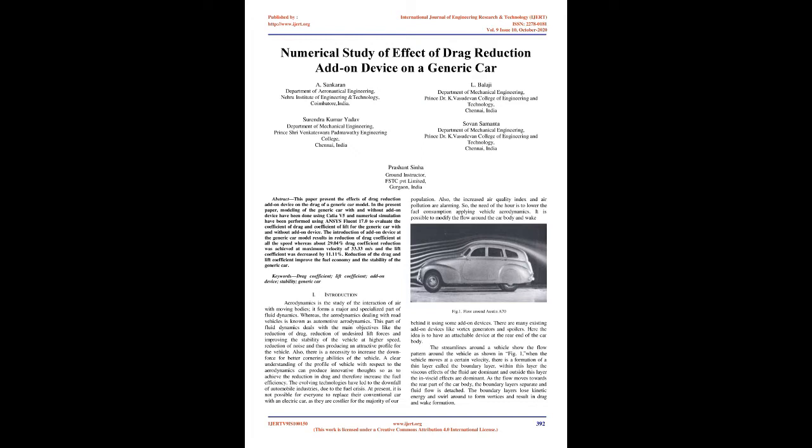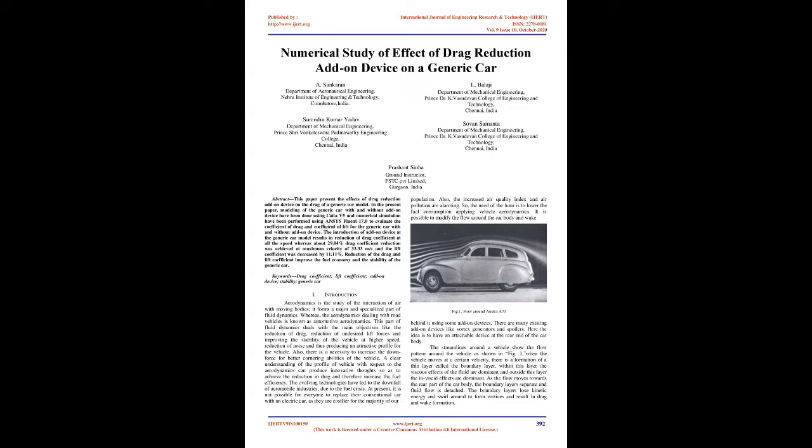In the present paper, modeling of the generic car with and without the add-on device has been done using Catia V5, and numerical simulation has been performed using ANSYS Fluent 17.0 to evaluate the coefficient of drag and coefficient of lift for the generic car with and without the add-on device.